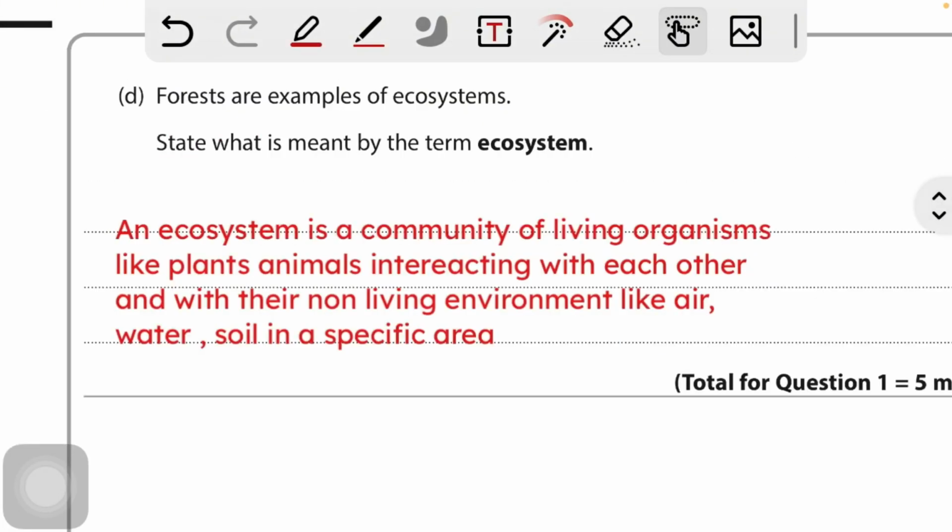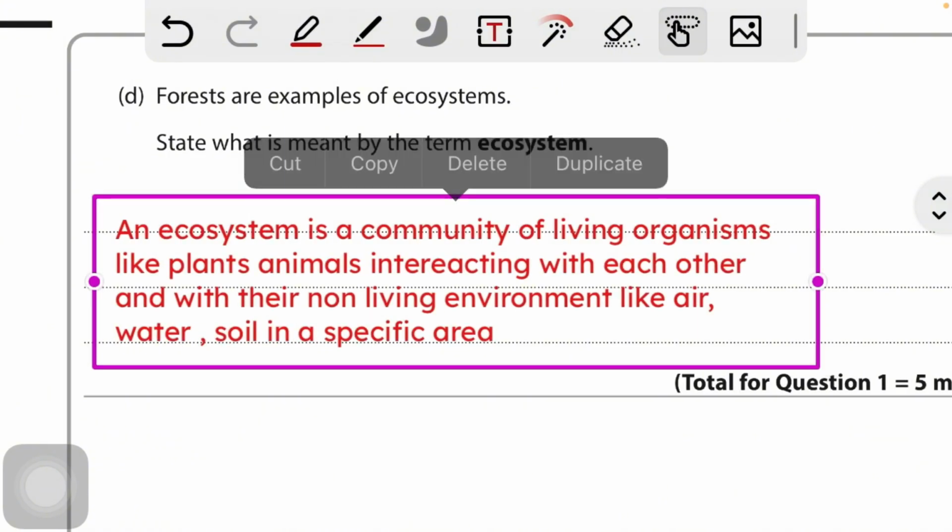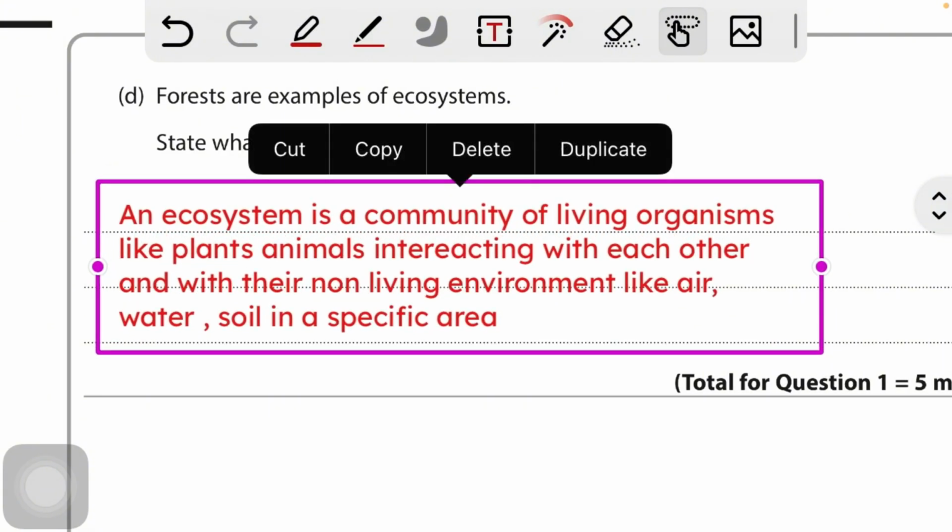Now let's see the answer. An ecosystem is a community of living organisms like plants, animals interacting with each other and with a non-living environment like air, water, soil in a specific area. So this is the end of question 1.